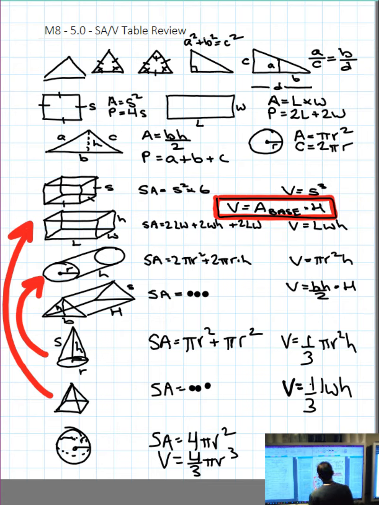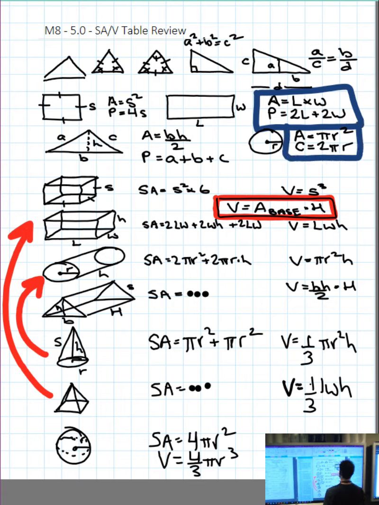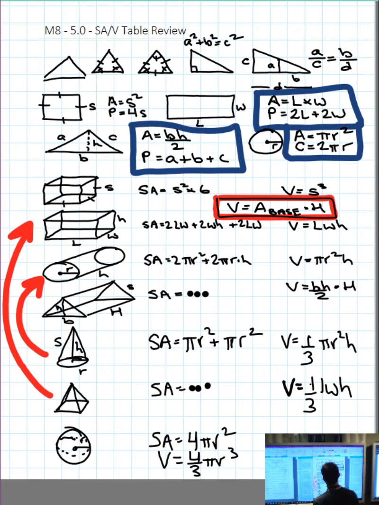And keep in mind, in big blue, all we really need is area equals length times width from above. Perimeter is just adding up all the sides. The area of a circle is pi r squared, and the circumference is 2 pi r. The area of a triangle is base times height divided by 2. The volume of any prism is just area of the base times height.